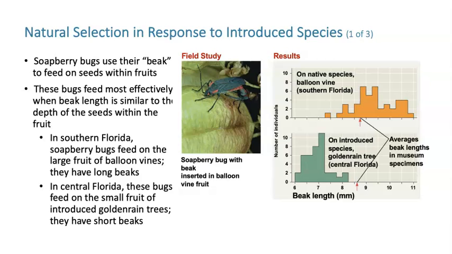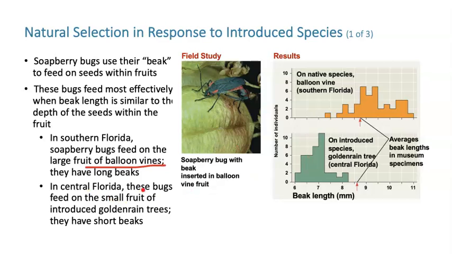These bugs are very effective when their beak length is similar to the depth of the seeds, to get to the juicy bits on the inside. So this is a picture here of the soapberry bug, and it's got its beak piercing into this balloon vine fruit. So in southern Florida, soapberry bugs feed on large fruit of balloon vines, and they have very long beaks.